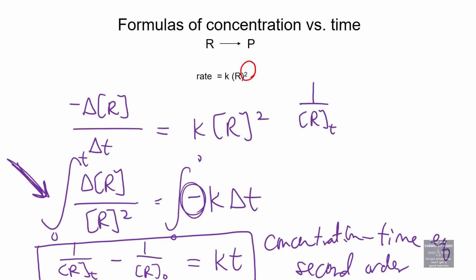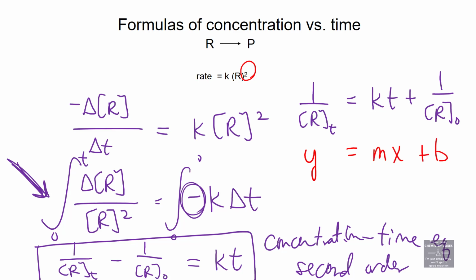But it is sometimes written this way, where it's 1 over R at time t equals positive kt plus 1 over R at time 0. Why would we do that? Because if we do that, it's written in a y equals mx plus b way. And if I plot 1 over R as a function of time versus time, I get a line with a slope of positive k.